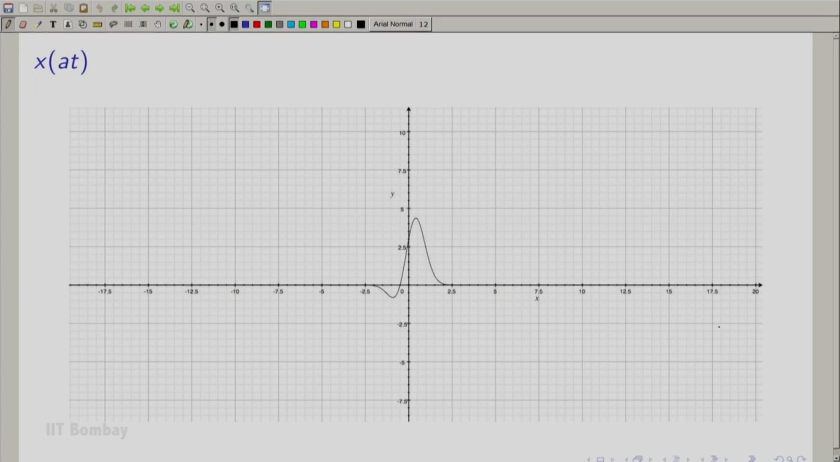Next we go to x(at). A, as I reminded you earlier, is greater than 1. As you can see, the plot has compressed here, and I can see that Ashwit here has a confused face. He might want to say something. Normally when we multiply with something that's greater than 1, we expect it to get bigger. Why is the graph getting smaller?